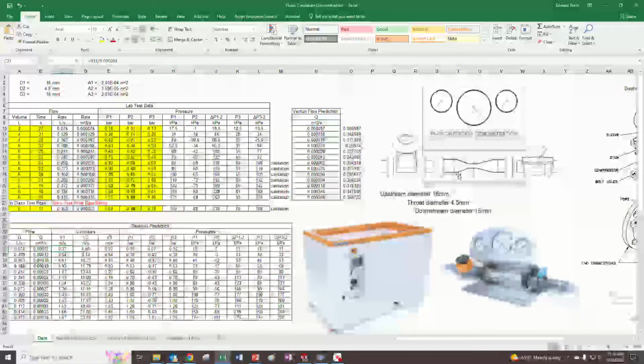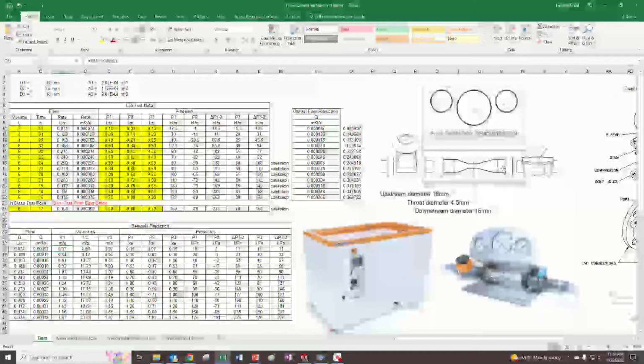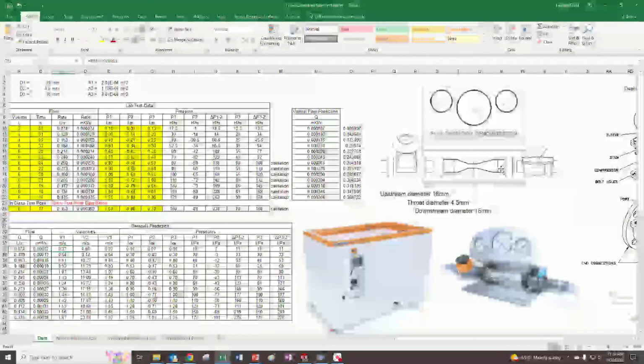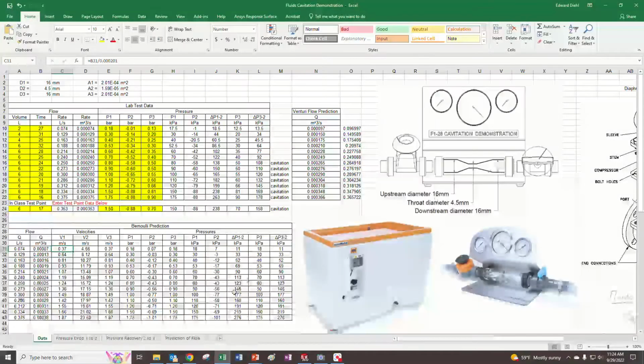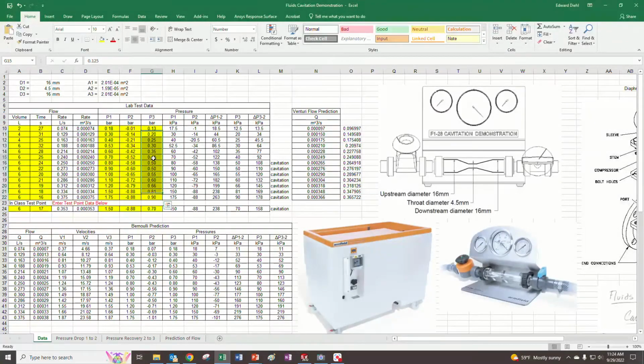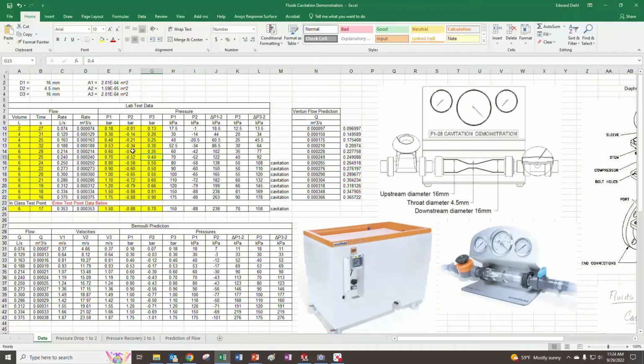Now, truth be told, if this was a perfect Bernoulli thing, the velocity here should equal the velocity there. Well, it has to, but the pressure here should equal the pressure here. But because of losses, it's not going to, right? So you'll notice right here, these pressures, some of them are pretty close, but as you go high up in velocity, high up in flow rate, we tend to see that they deviate from each other.